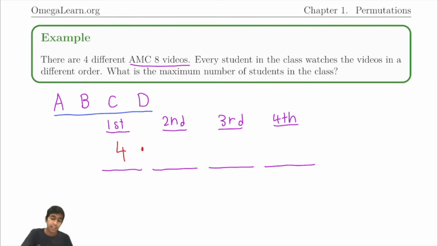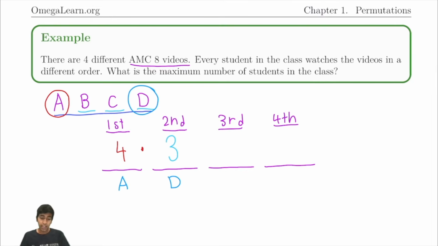Now let's just say that we picked A as our first video. Now we could pick B, C, or D as well. But it doesn't really matter which video we pick, because there'll still be 3 videos left regardless. So there's going to be 3 choices for the second video, no matter what we picked first. Let's just say we picked D as our second video, so A, then D. Just like I said earlier, it doesn't matter which video we pick, because there's going to be 2 choices left for the third video no matter what.